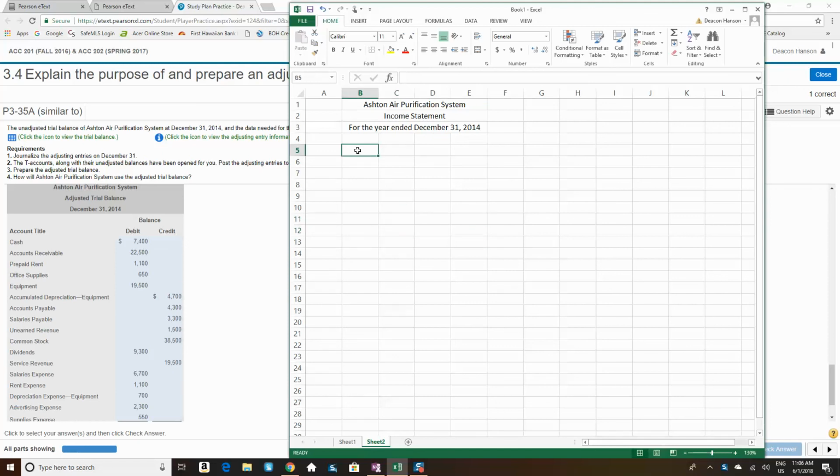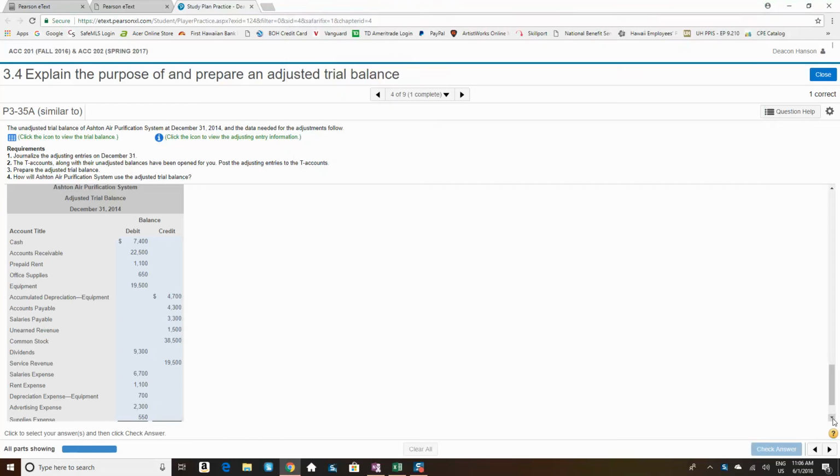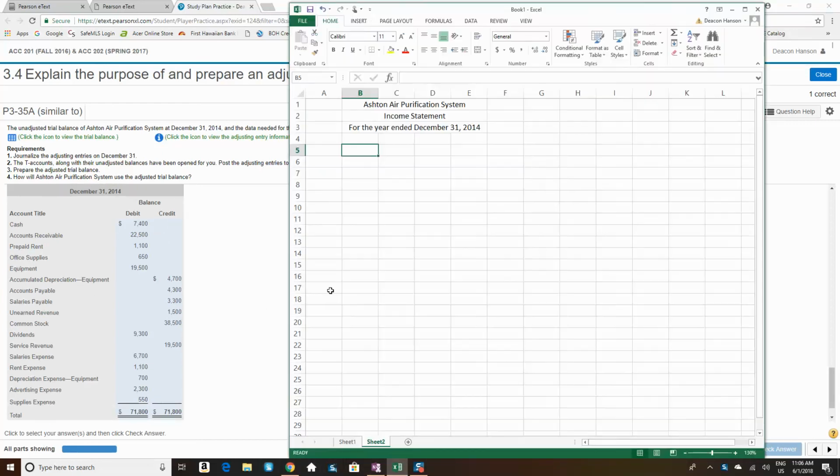And then what we would do is take the amounts from our adjusted trial balance that pertain to the income statement. So remember, revenues are on the income statement. So right here we got service revenue. And we would pull that over, and my service revenue is 19,500. And then we got expenses. And we have several, so I'll list them. We got salaries. We got rent. And I'm just pulling it from the trial balance over here.